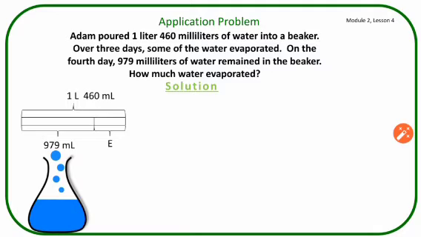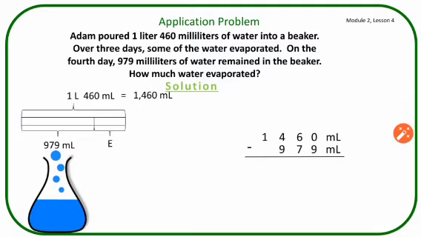So before we subtract, let's change this to milliliter. Yes, it becomes 1460 milliliter. So we can now subtract since they have the same metric units. 1460 milliliter minus 979 milliliter. So we are going to subtract these numbers. So 0 minus 9 is what?